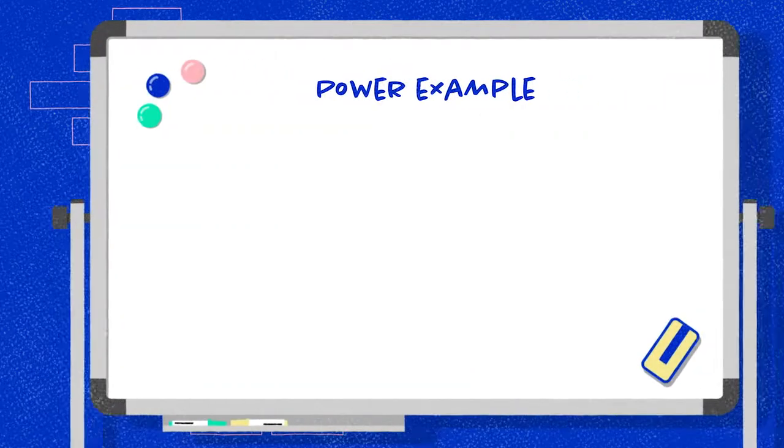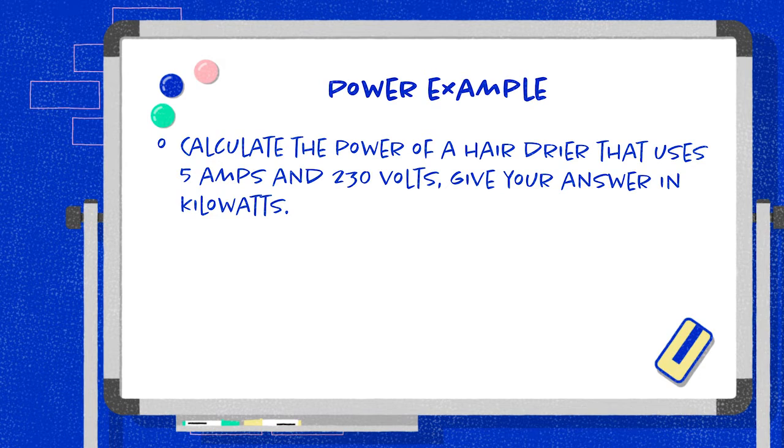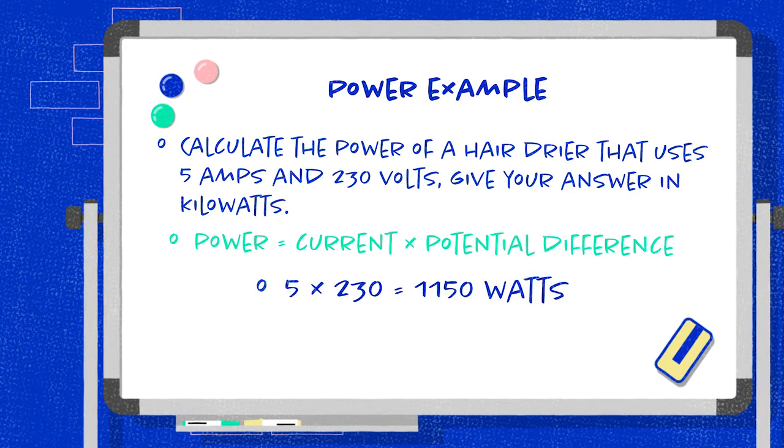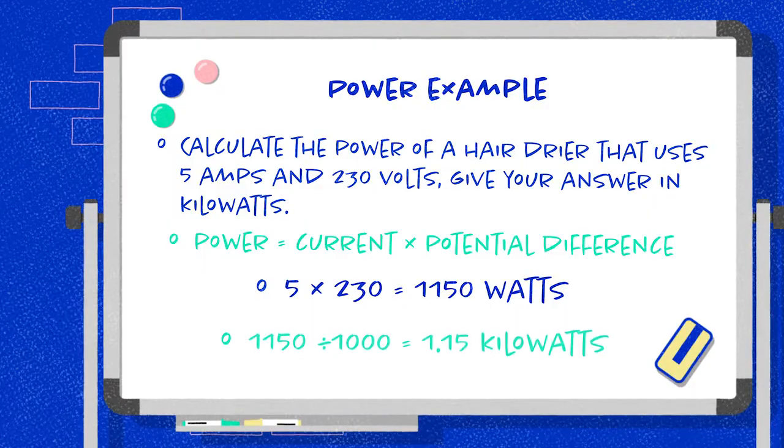Let's look at a question that uses this equation. Calculate the power of a hairdryer that uses 5 amps and 230 volts. Give your answer in kilowatts. We need to substitute the values from the question into the equation power equals current times potential difference. So 5 times 230, which equals 1,150 watts. To convert this into kilowatts, we need to divide by 1,000. So 1,150 divided by 1,000 equals 1.15 kilowatts.